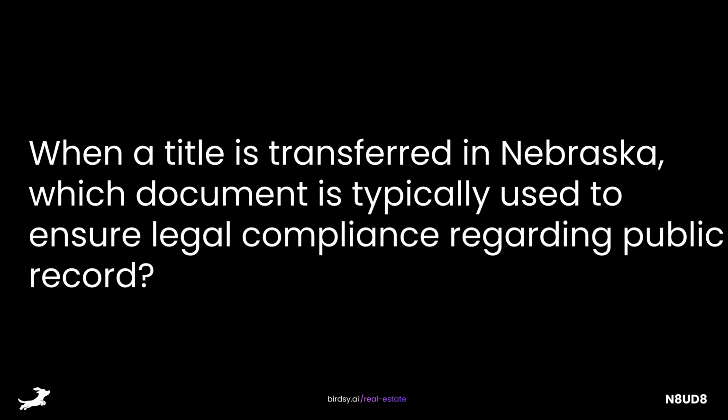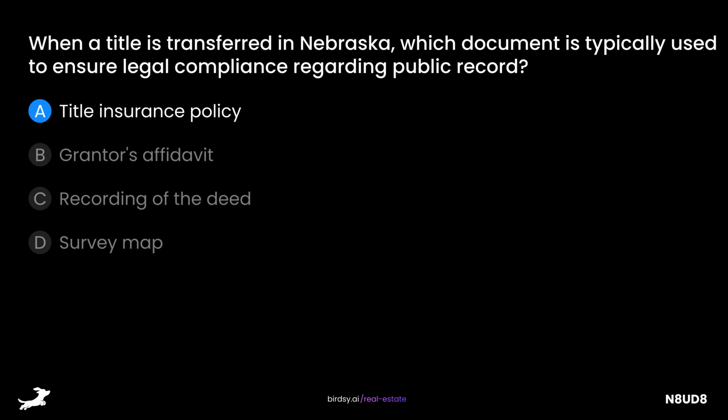When a title is transferred in Nebraska, which document is typically used to ensure legal compliance regarding public record? Is it A, title insurance policy, B, grantor's affidavit, C, recording of the deed, or D, survey map? The answer is C, recording of the deed.